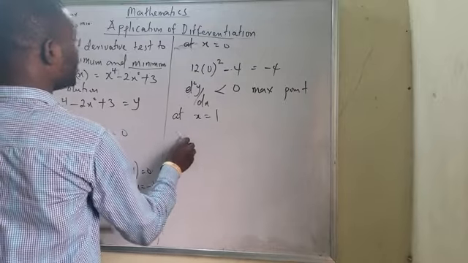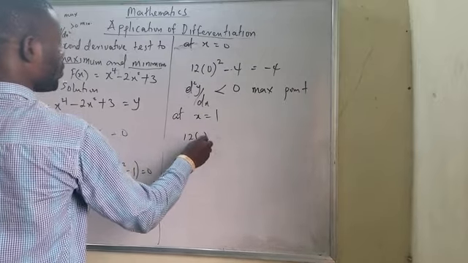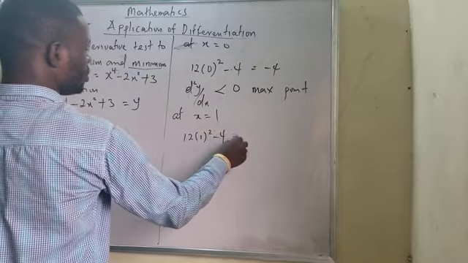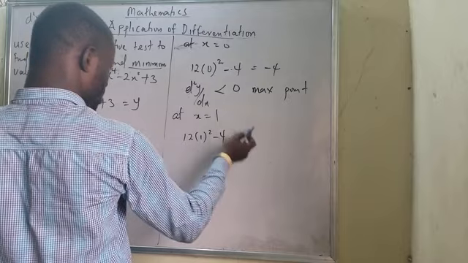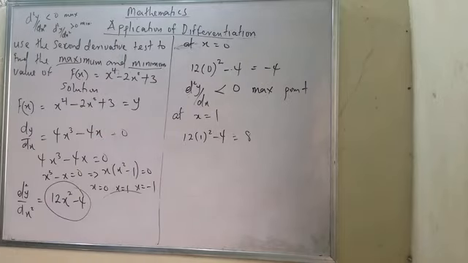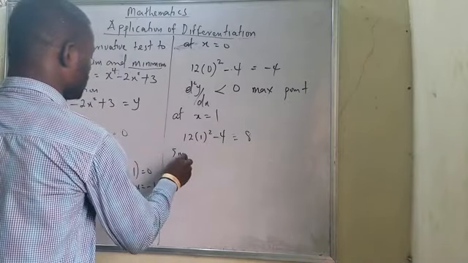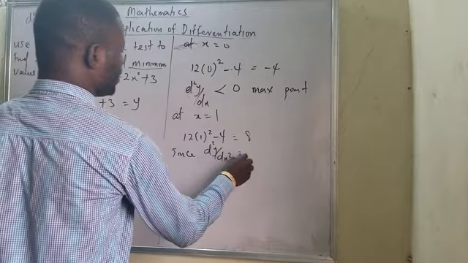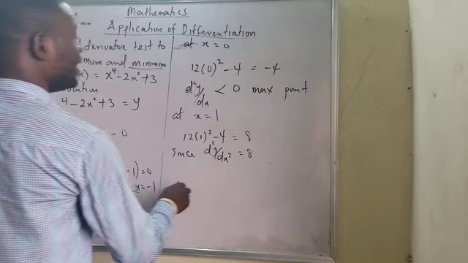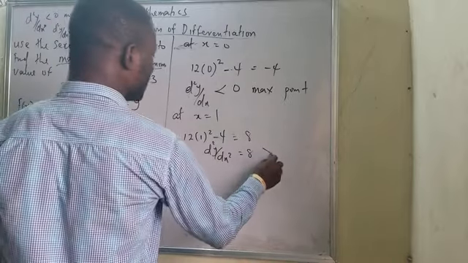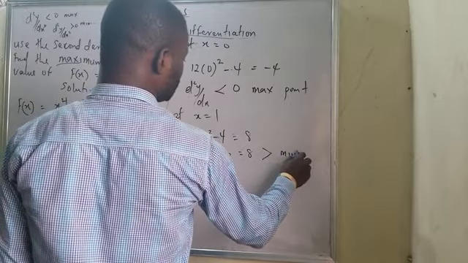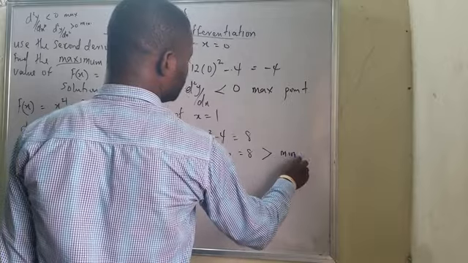Now the next one, at x equals 1, I will be having 12 times 1 squared minus 4, which is 8. Now it means the story will be: since d squared y over dx squared is equal to 8, it is greater than 0, which means it will be a minimum.